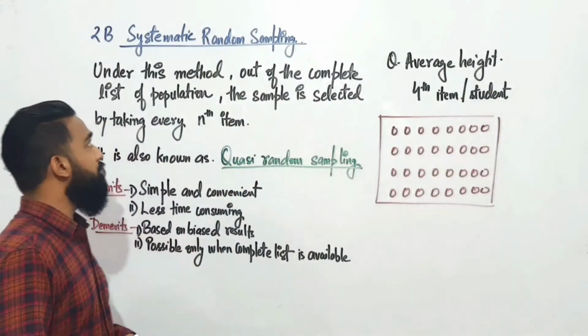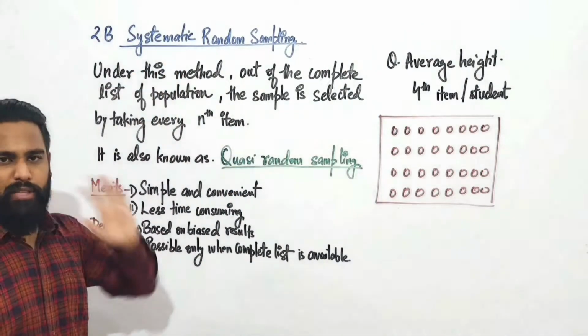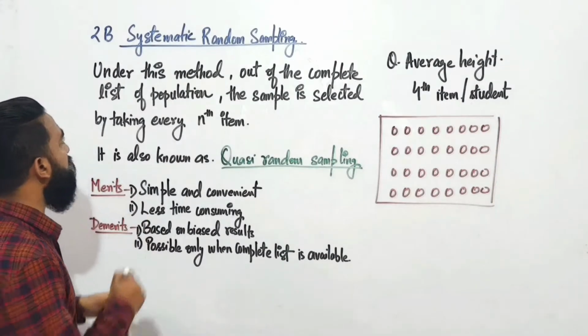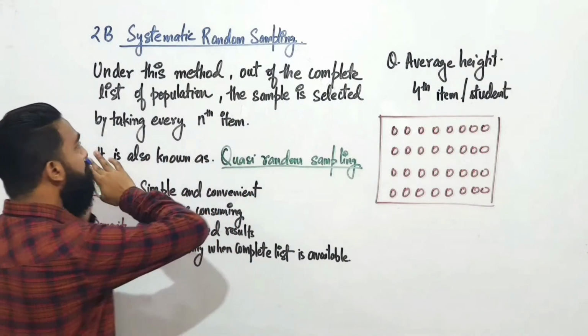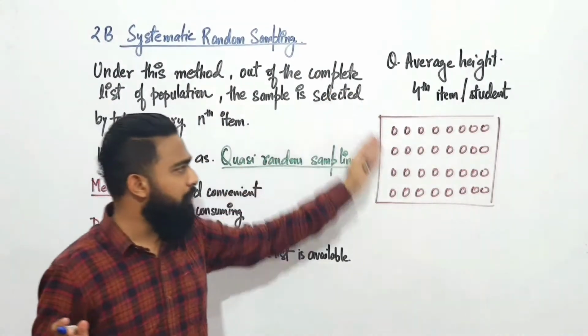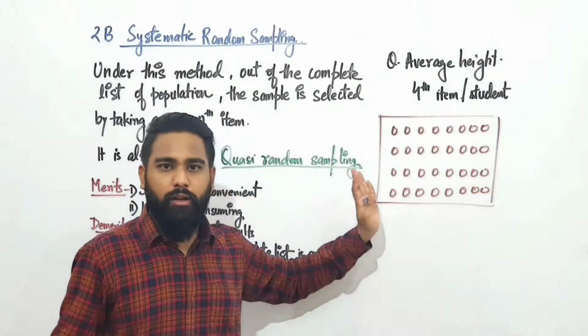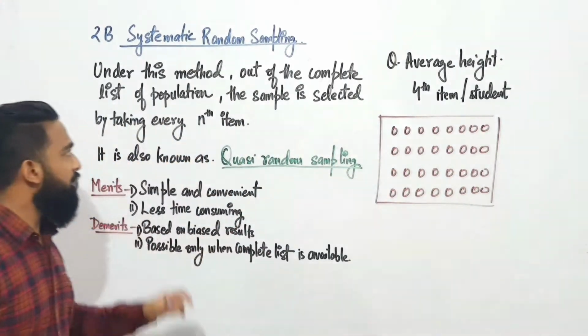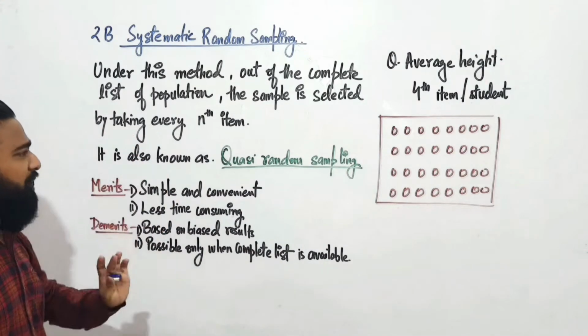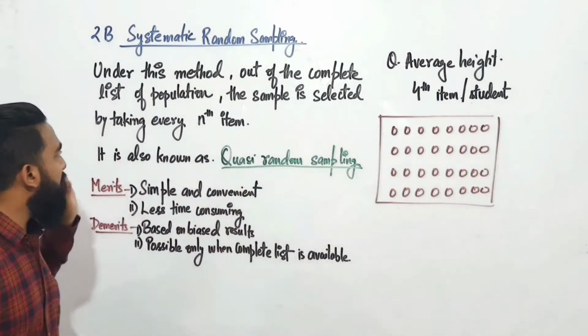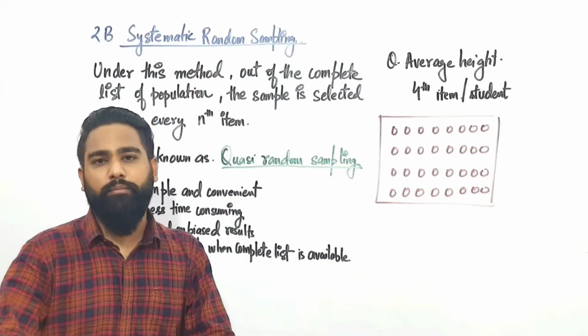The second subdivision is systematic random sampling. Now what is systematic random sampling? Under this method, out of the complete list of population, suppose this is the complete list of population, you have got all the people from which you are going to investigate. Now the sample is selected. How do you select the sample? By taking every nth item.